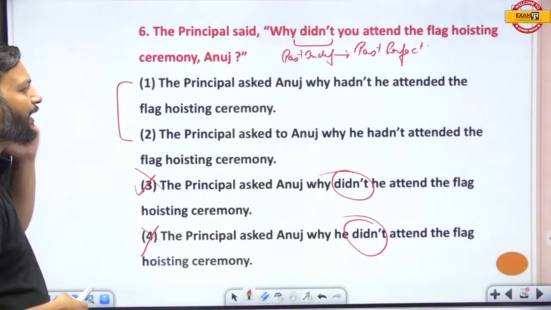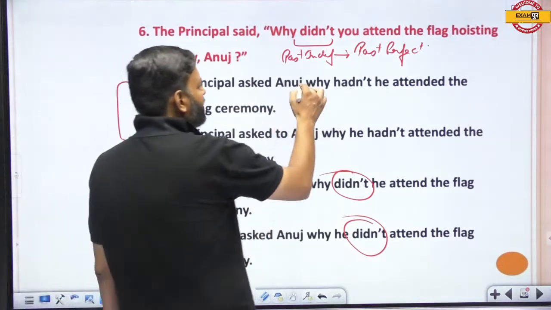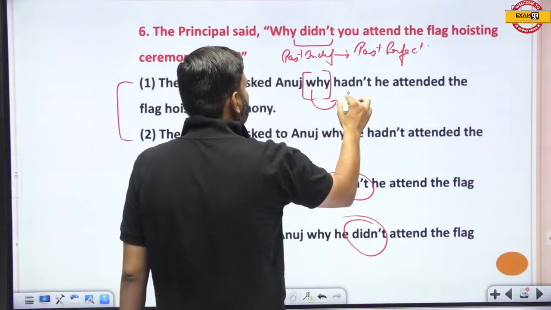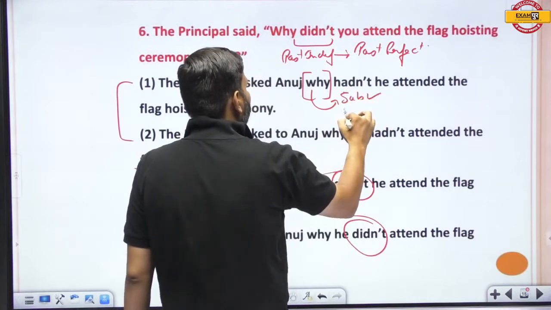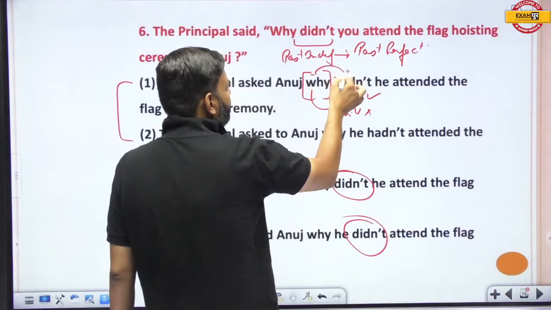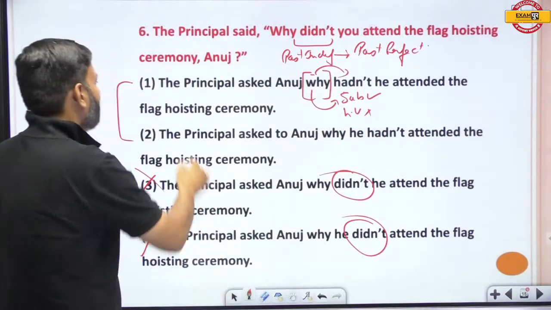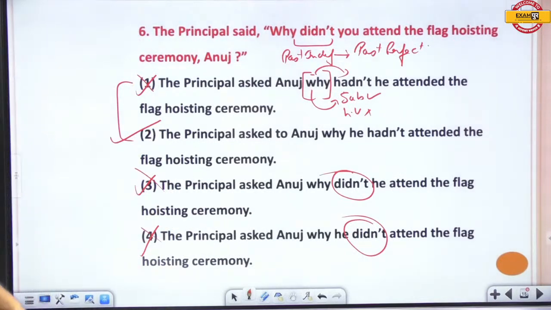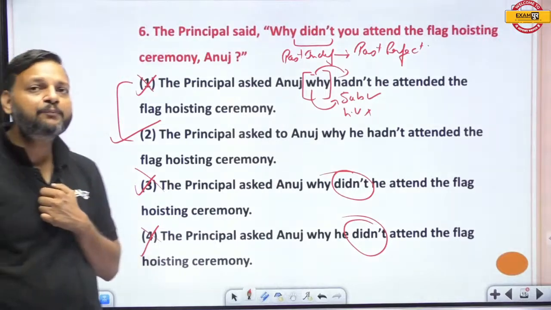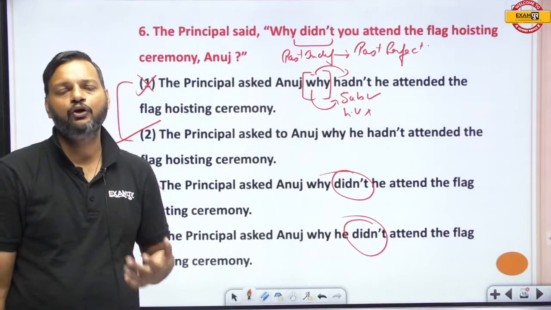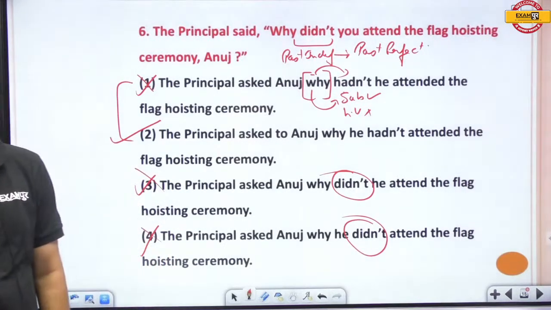The principal asked Anuj why hadn't. So I have told you many times that in indirect sentence the WH word must be followed by subject and not helping verb. But in this sentence after why we have helping verb. So eliminate this as well. The correct answer would be 2. So these are some key points to quickly solve the narration and the voice questions.